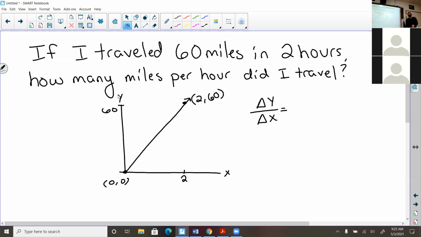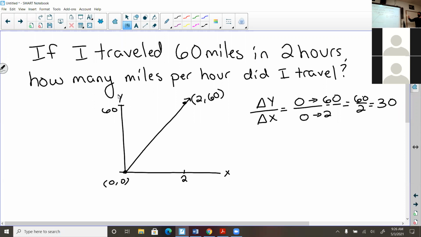So if I were to think of it this way, I'm going from 0 distance to 60 miles. The change in my x values is going from 0 hours to 2 hours. So if I just think where I started, where I ended up, and how long it took me to get there, I am getting the ratio of 60 over 2, or 30 miles per every hour.